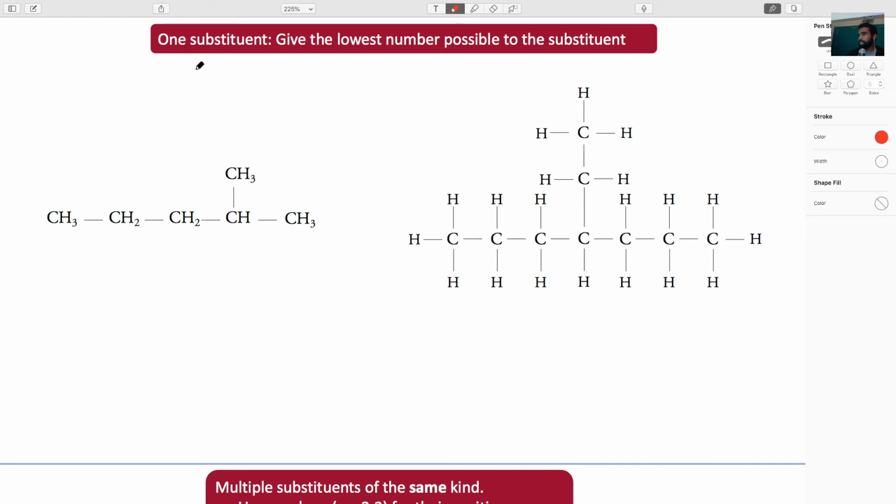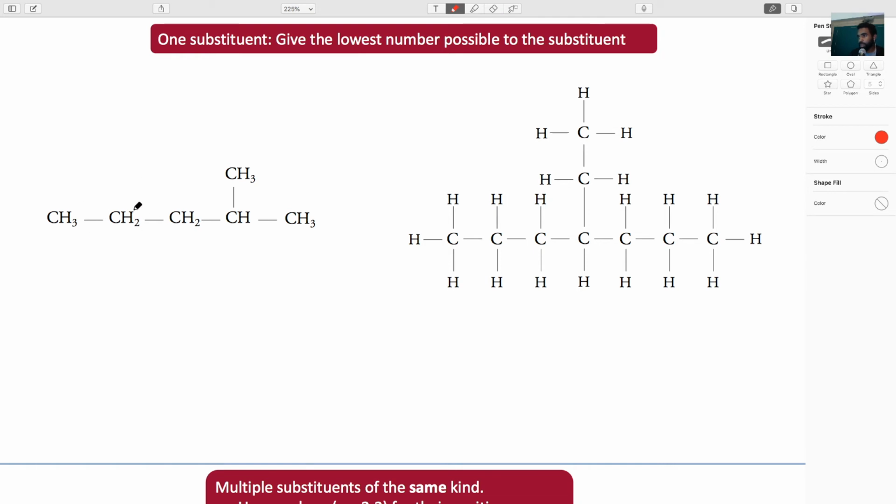Okay, so here are the rules for branched alkanes. What we're doing now are branched alkanes. So the first rule says, if there's one substituent, give the lowest number possible to that substituent. You already know this rule. Let's look at the first compound here.